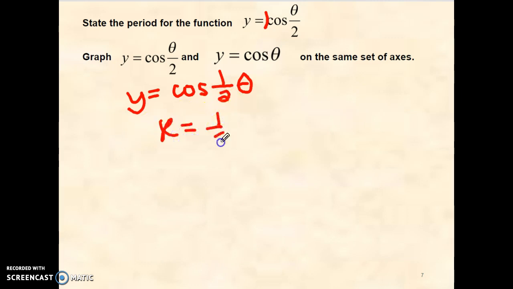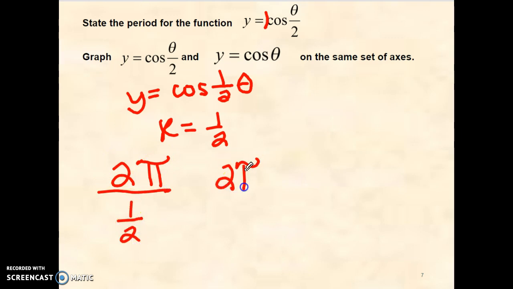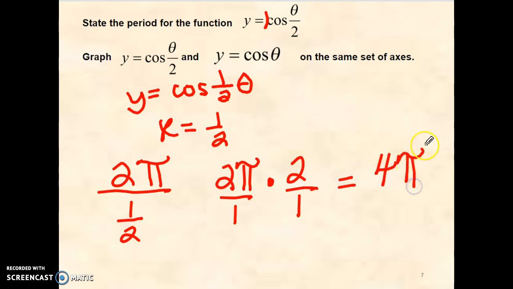That's just k. So we're going to use k to get our period. So we're going to have 2 pi over 1/2. And then just to review our little stay change flip method, we're going to have 2 pi times 2 over 1, which means that would be 4 pi. So the period for that function would be 4 pi.